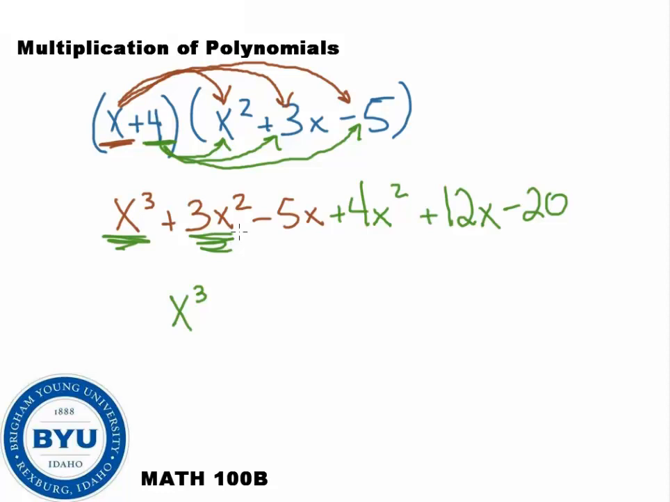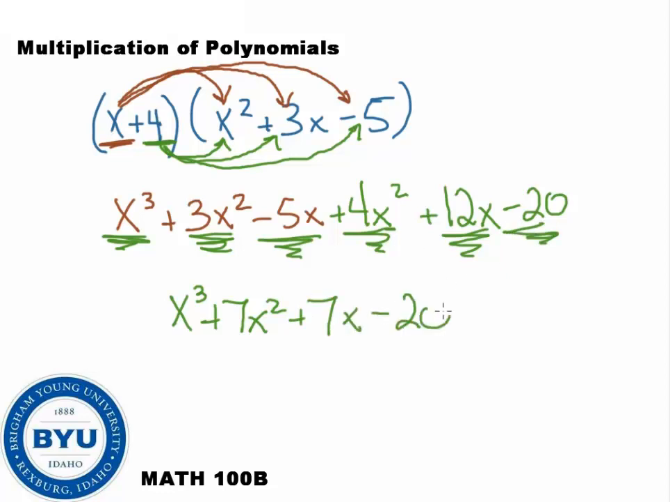X squareds, here's 3x squared and 4x squared. That's 7x squared. Negative 5x and plus 12x, that's plus 7x. And then what about just the numbers? This is the only number available, minus 20. So again, we use superdistribution to answer these questions.